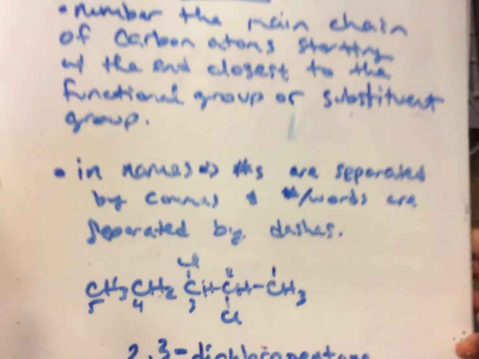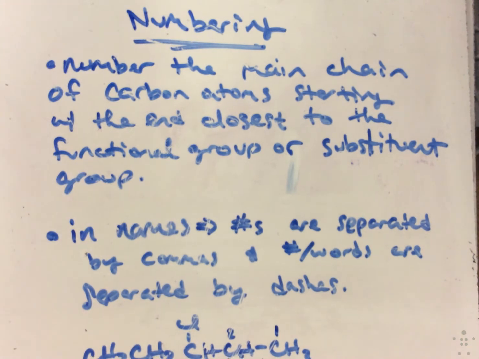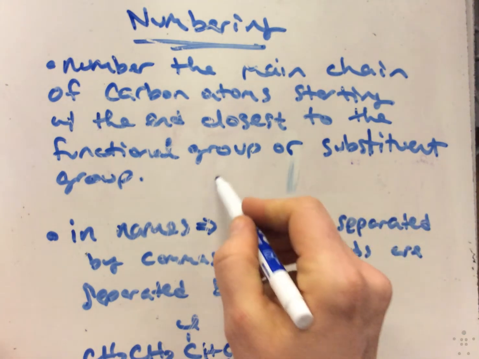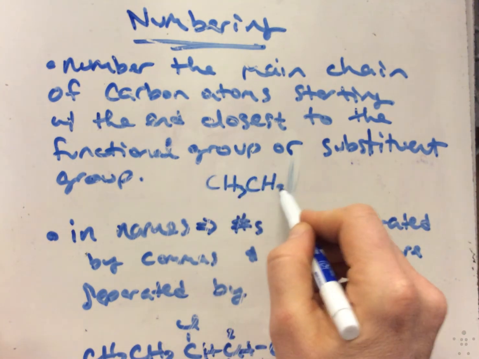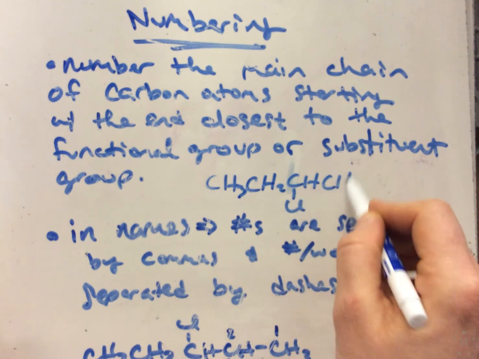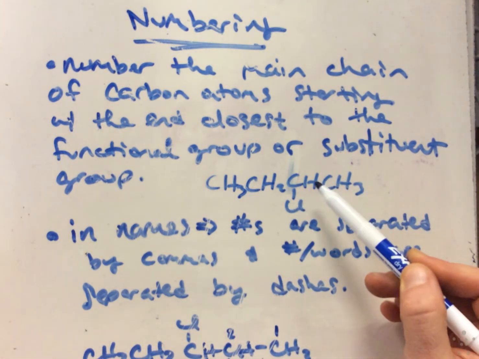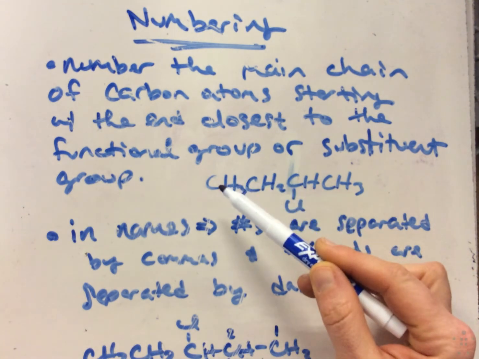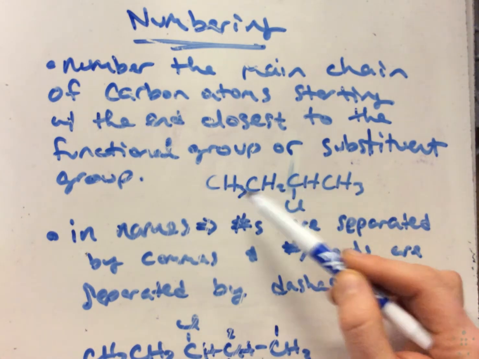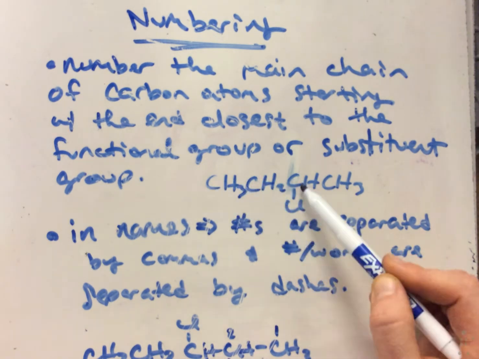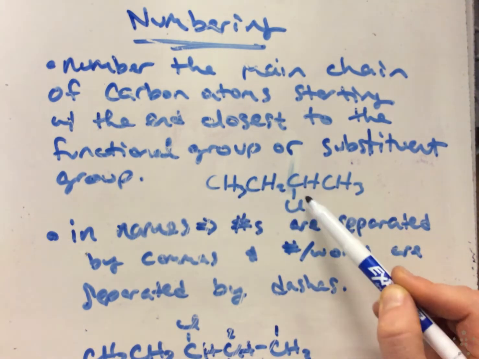And for the numbering rules, you need to number the main chain of carbon atoms starting at the end closest to the functional group or substituent group. So you want the lowest amount of numbers and the lowest value of numbers possible. So if you have one functional group and it is in the middle, you have CH3, CH2, CH, Cl, CH3. If you start from the left in your numbering, it would be on the 3 carbon. If you start from the right, it would be on the 2. So you would start from the right, and it would be a 2-chloro.